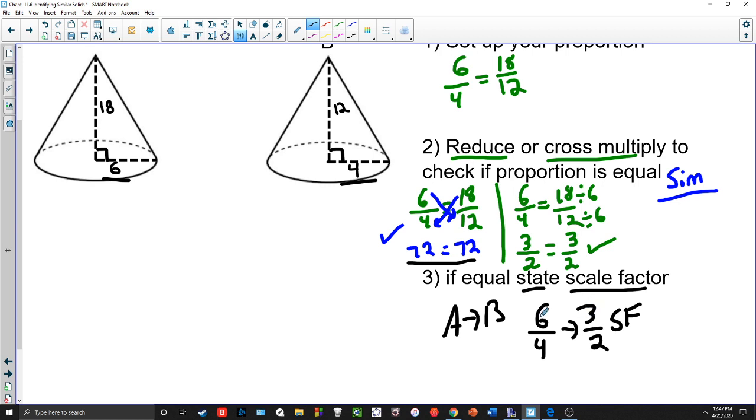For every 3 units on shape A, there are 2 units on shape B. That's what it literally means. Every 3 units on shape A is worth 2 units on shape B. Now, there's a few ways you could write the scale factor, by the way.